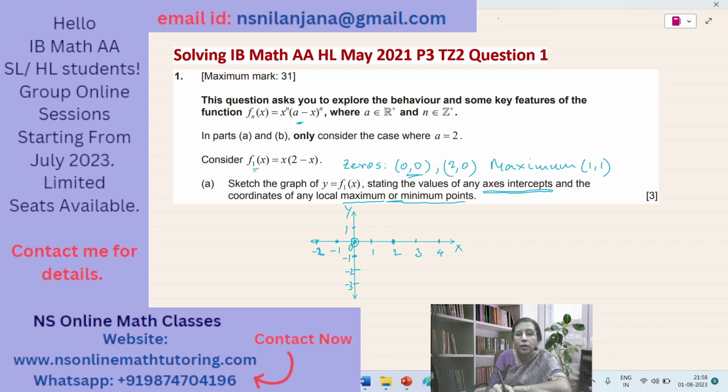And we will be having (0, 0) as one of the points, (2, 0) as the other point, the zeros, and the maximum point will be (1, 1), this one. Okay. So now we have to just join them.